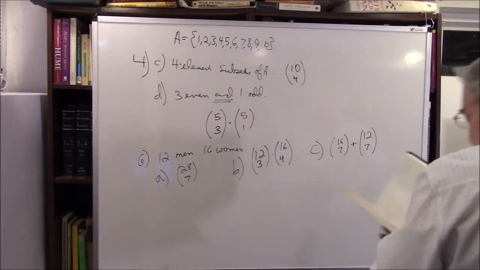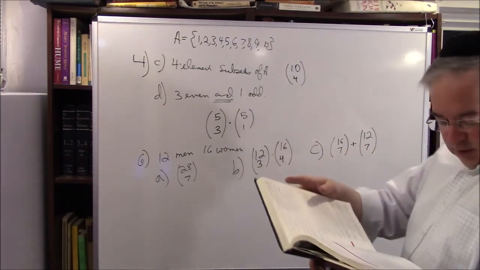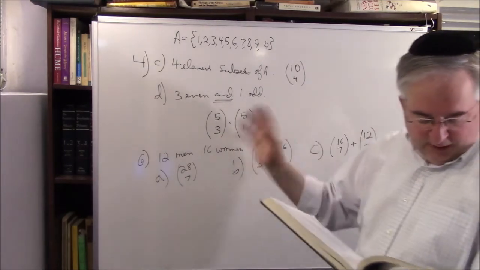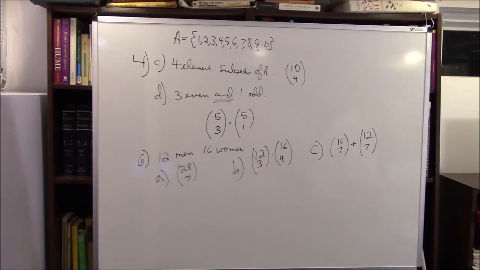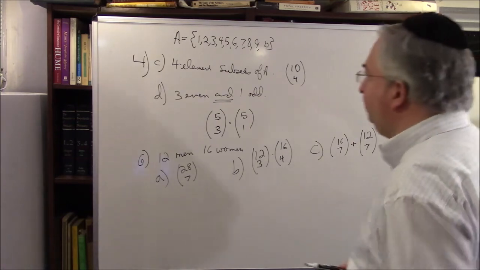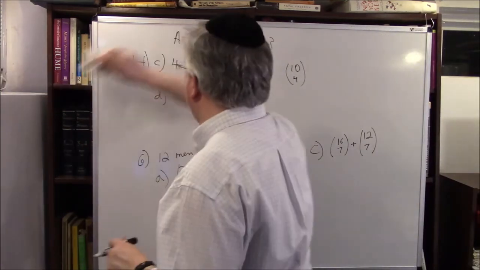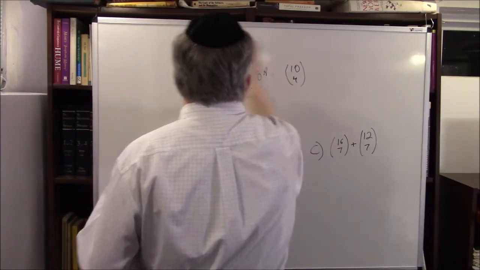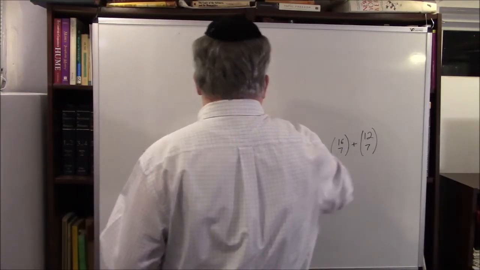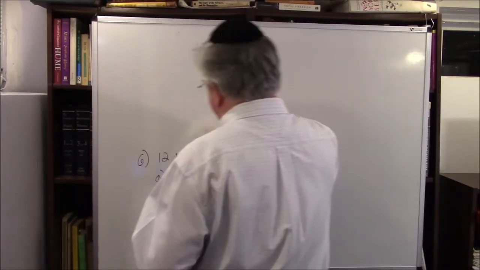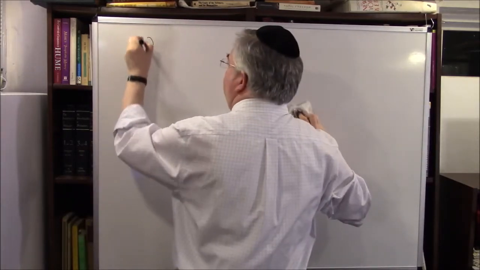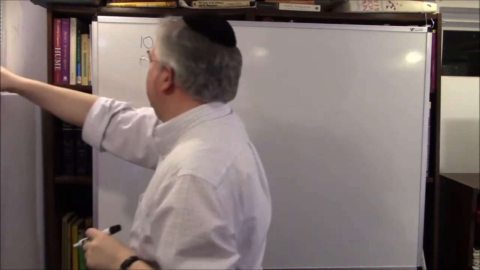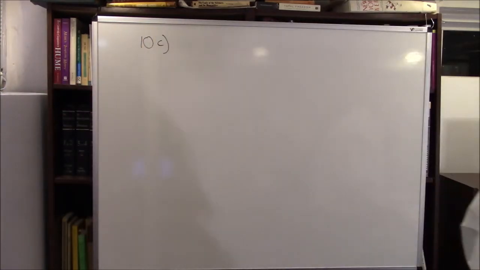Okay, great. Number 8 is almost the same as number 6. Committees, 4 men, and so on, so we're skipping that. Number 10, let's do number 10C. Okay, let's erase, we need room. Okay, let's just read the question.